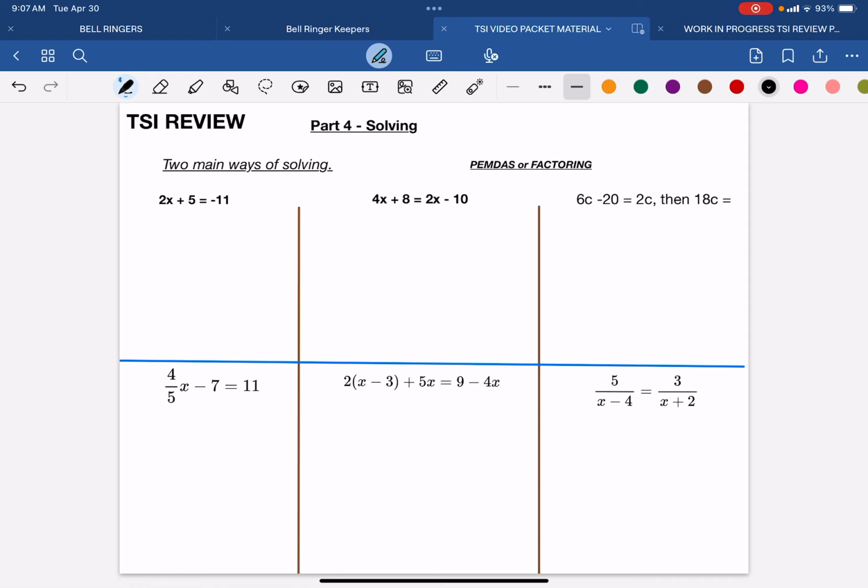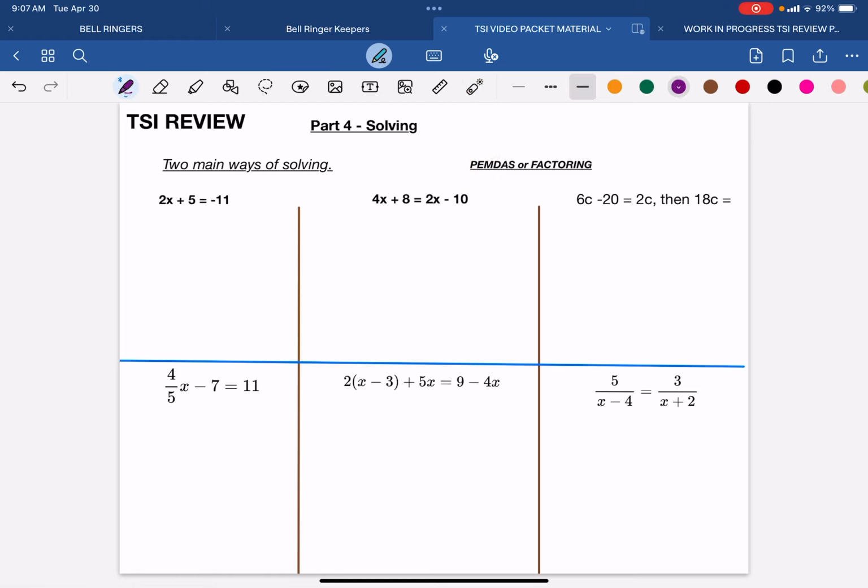So right now we're going to start talking about part four, which is solving. There are two main ways of solving. The first way is PEMDAS. The second way is factoring. We're not going to focus on factoring today. We're going to focus on PEMDAS. How do we solve situations that have PEMDAS?